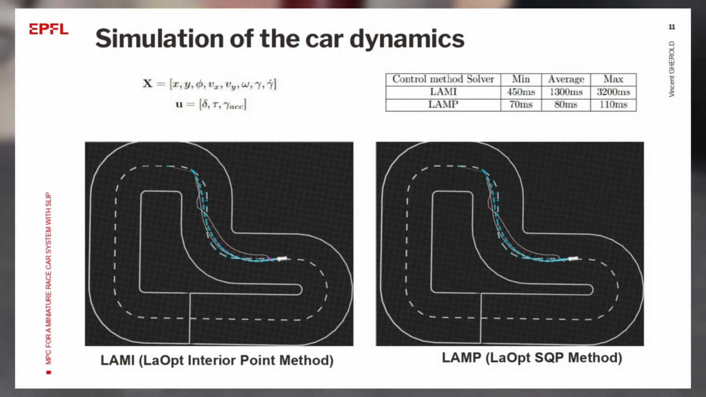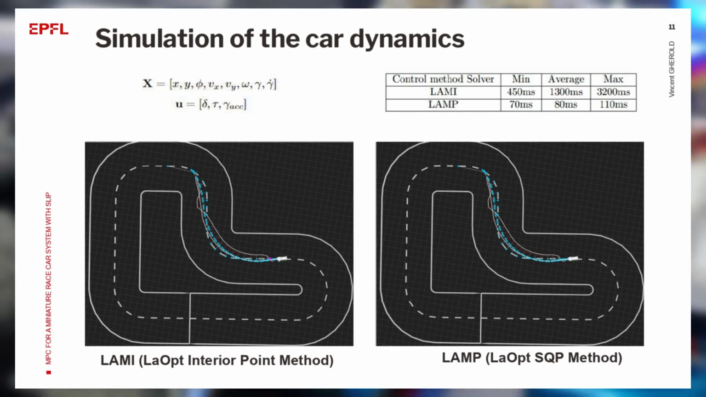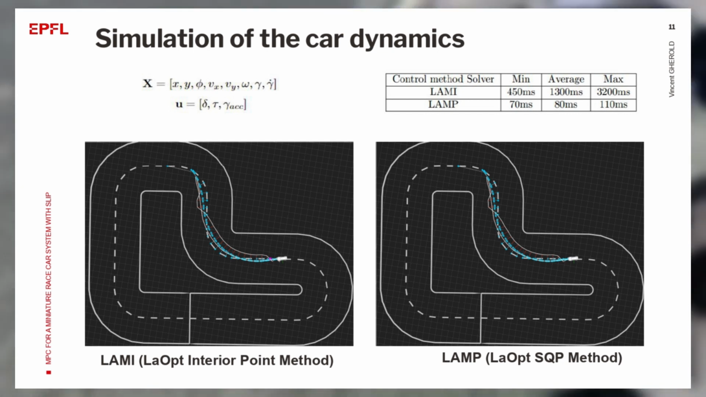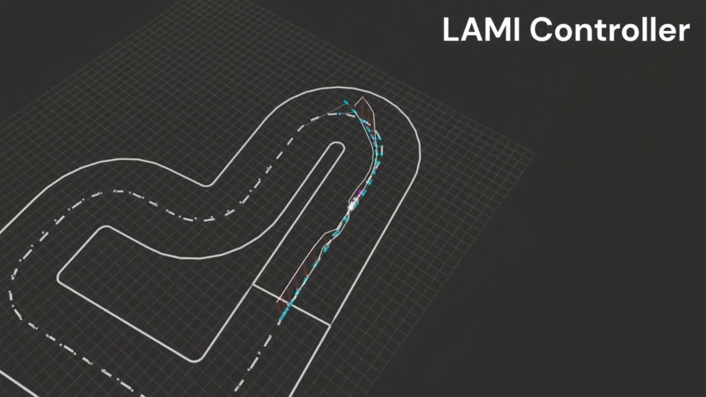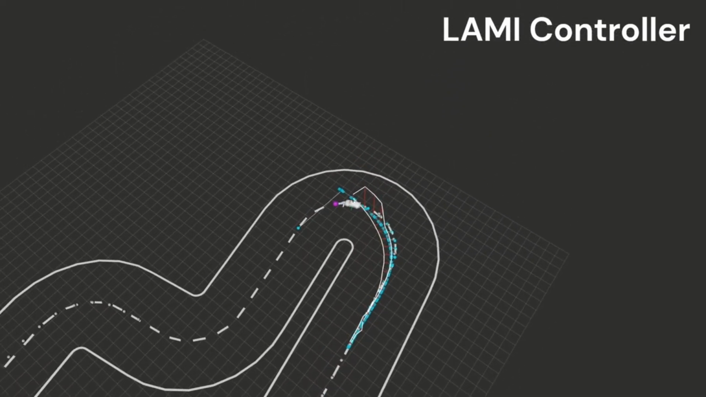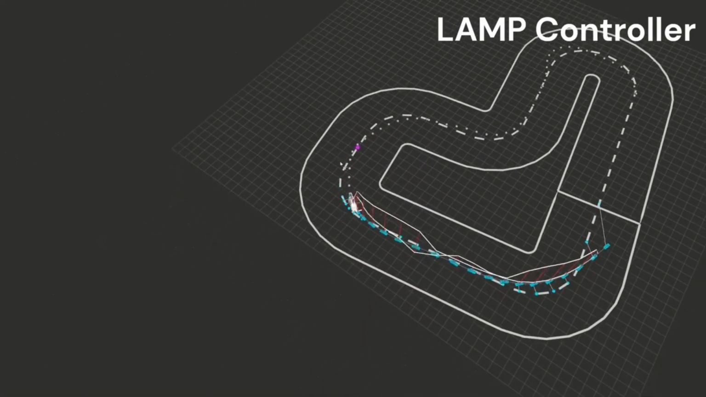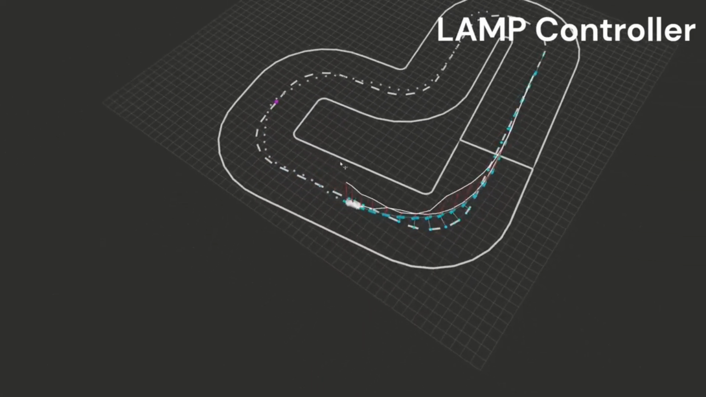We use two types of MPC solver. The first solver is LAMI, which uses the interior point method, and the second solver is LAMP, which uses the SQP method. SQP is a faster solver because it uses the solution of the previous iteration as the initial solution for the current iteration. From the video, we can see that the LAMI controller solves about an iteration every second, and the LAMP controller can solve it 10 times faster, at around 80 milliseconds.